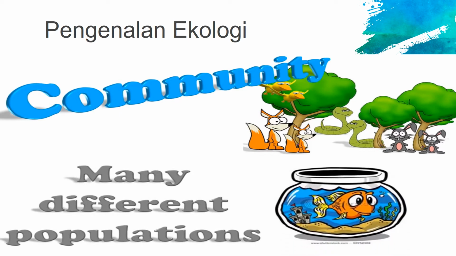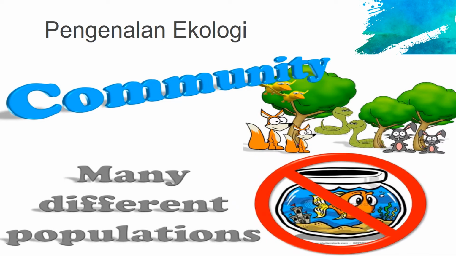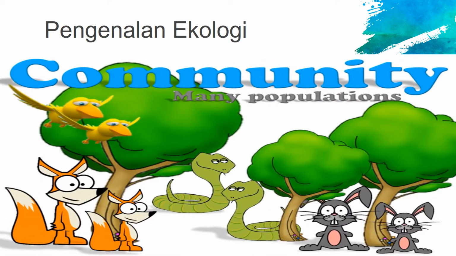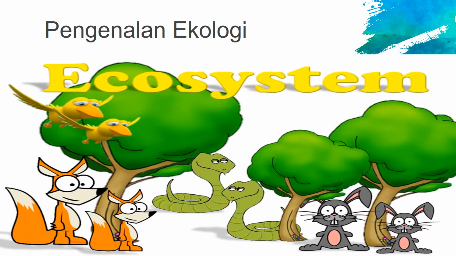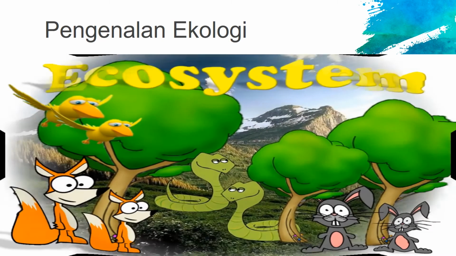But would a fish tank be an example of a community? No, a fish tank includes living and non-living things. A community has all living things. So to recap, a community is many populations living together. But if I wanted to make a community into an ecosystem, we'd have to add a few things.